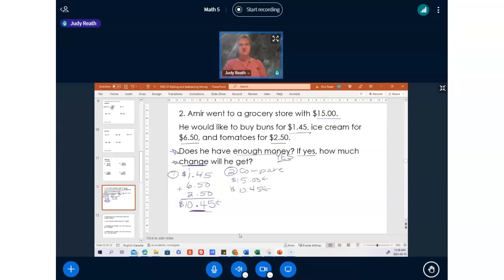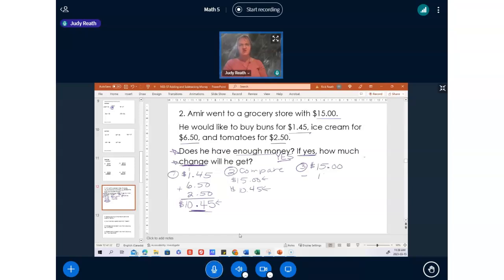And so they go on to say, if yes, how much change will he get? Remember that change is the amount that's left over after he has spent his money. So our third step is to subtract. We have to take the amount that he walked into the store with, $15. Make sure your decimal point is nice and big so it's visible.